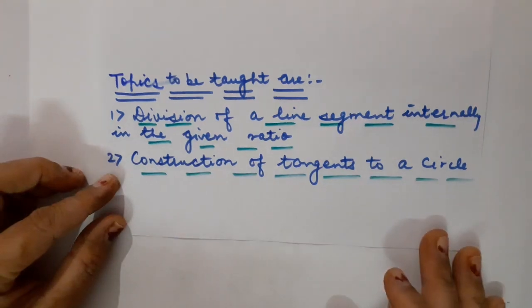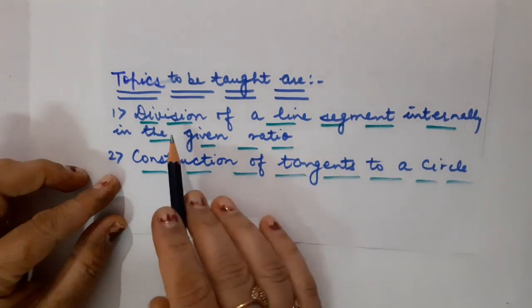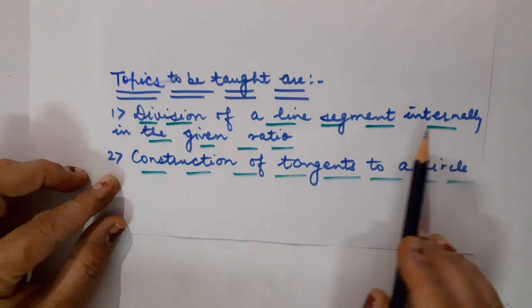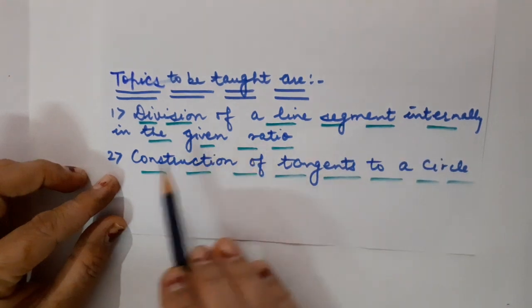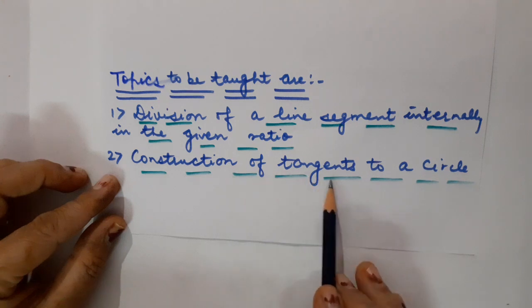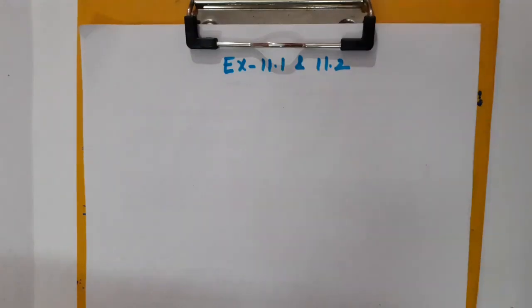So children, the topics which I am going to cover today are: number 1, I will make you understand how to divide a given line segment internally in the given ratio. And after that, I will make you understand how to construct the tangents to a circle. So children, let us start today's class.